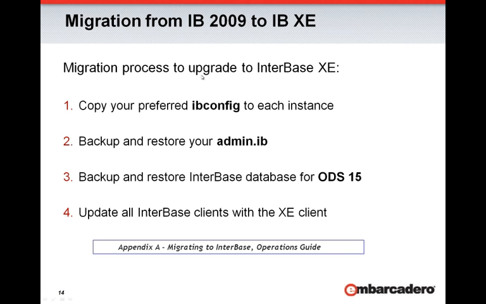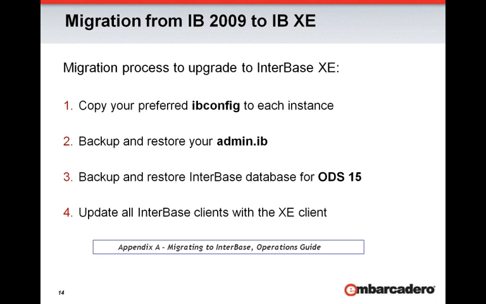So here are the steps Embarcadero used internally to migrate our own InterBase 2009 to InterBase XE 64-bit. And your migration should be as easy also. So basically, the migration process to upgrade to InterBase XE is first, copy your preferred IB config file to each instance. Next, back up and restore your admin.ib file, and then back up your old InterBase database and restore it to the new InterBase XE database, giving you an on-disk structure of 15, and then finally, update all of your InterBase clients with the new XE client.